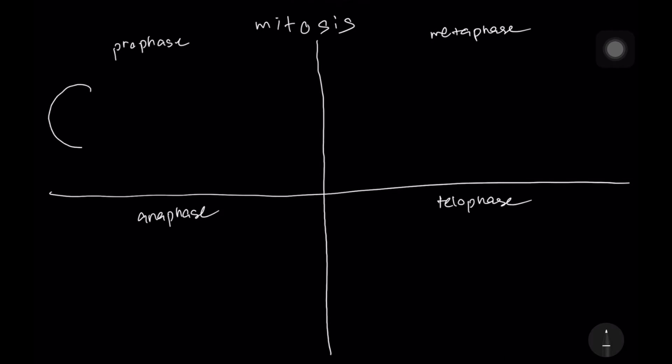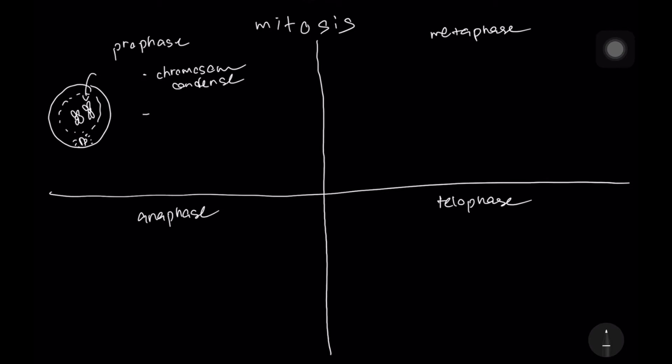I'm going to draw a simple diagram. This is the nuclear membrane, this is the chromosomes, and this is the centrioles and aster. So what is the first point for the prophase? The chromosomes condense. As you can see here, the chromosomes condense.